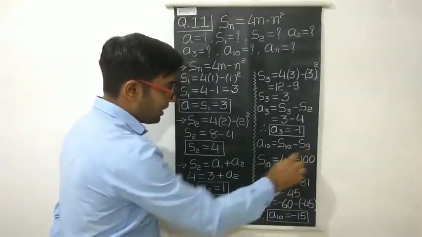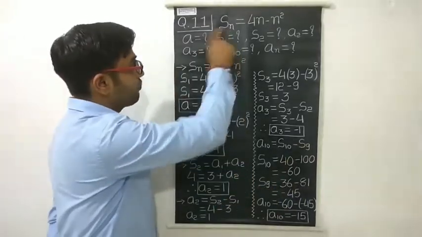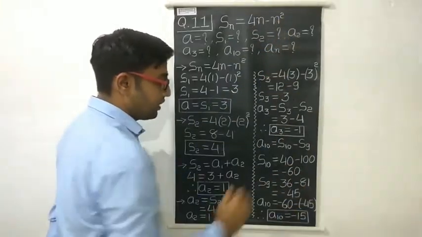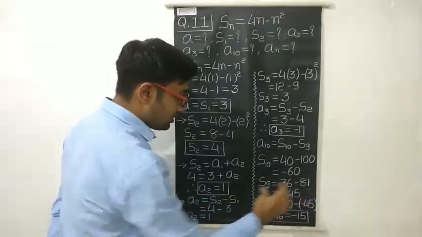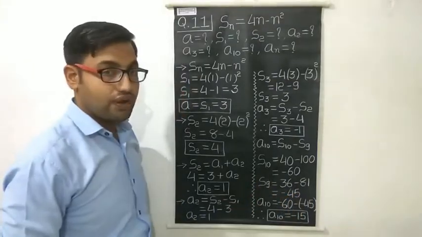Same way we have to find out S9. S9 is equal to, instead of n, now we have to put 9. So 9 fours are 36 and 9 square is equal to 81. Subtraction of both is equal to minus 45. So the value of S9 is equal to minus 45.